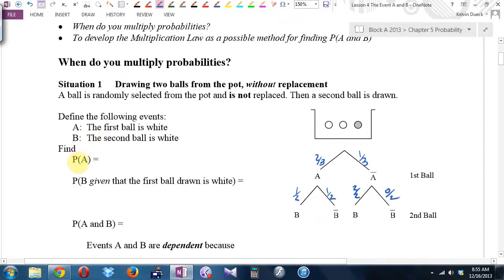So it says, find over here, find the probability of A. You already said that was 2 out of 3. See it on my tree?